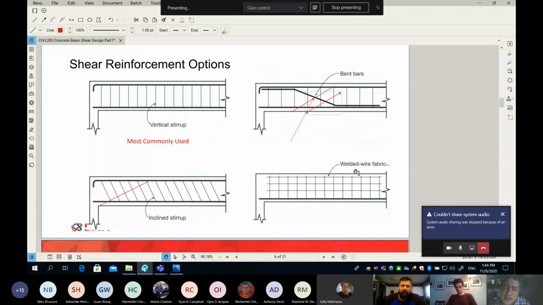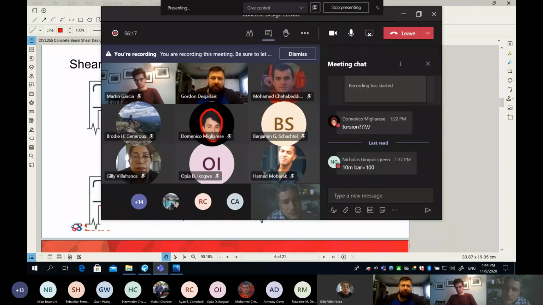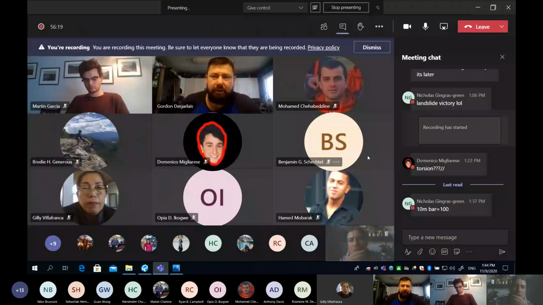Okay. And then finally, I've only seen it a few times, Tahir. I usually see the vertical stirrups. I've seen the bent bars a couple times, but I haven't seen any of the other ones with the welded wire or the angular. 100% agree.